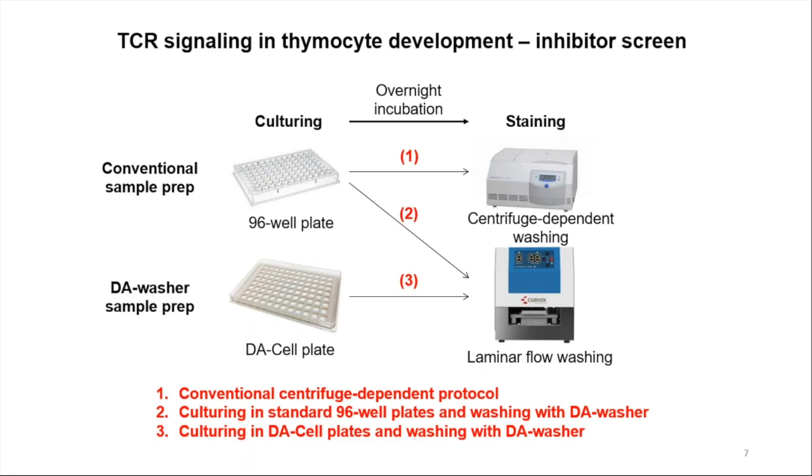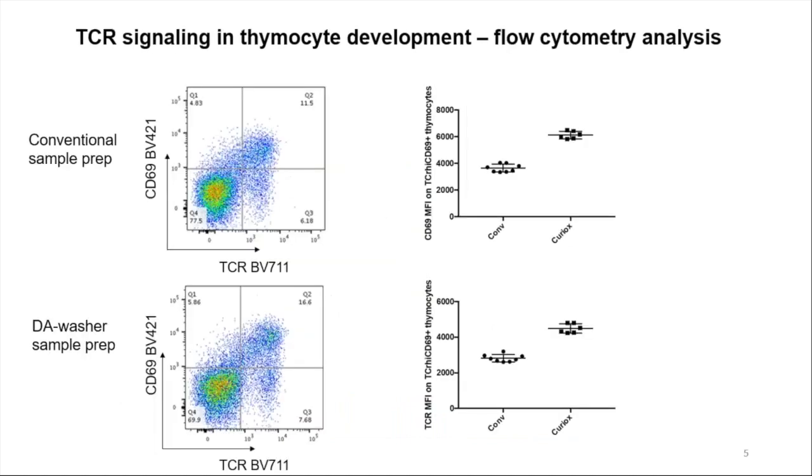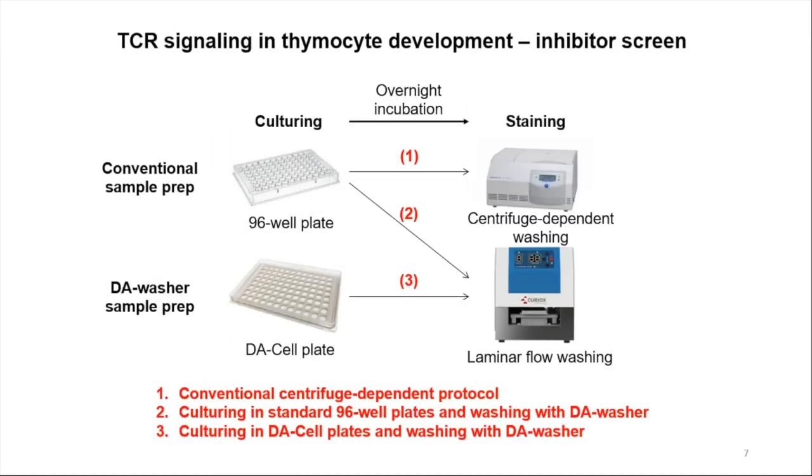To examine the potential benefits that the DA cell washing system could have, we set up an assay to compare the different methods of carrying out our assay. The first protocol involves the use of standard 96 well plates for culturing the cells for the duration of cell stimulation, and also the centrifuge dependent washing steps. For the second protocol, we used the standard 96 well plates for cell culture before transferring the cells to the DA plates and using the laminar flow washing steps.